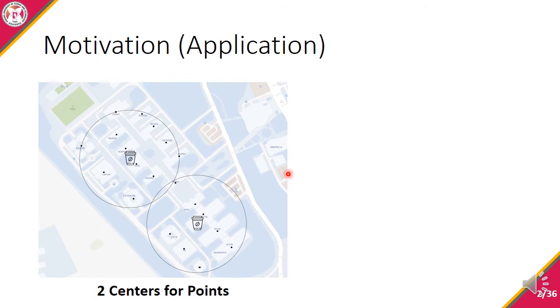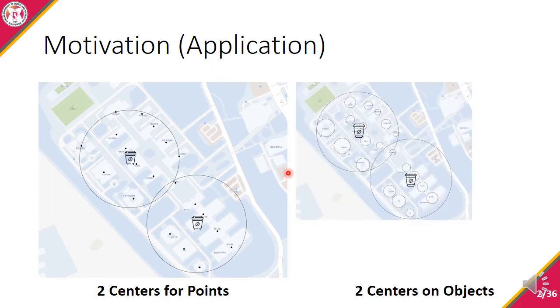Now consider a more realistic case. If you want to consider the number of people in each building, then we can treat each building as a disk of which the radius is the number of people in the building.